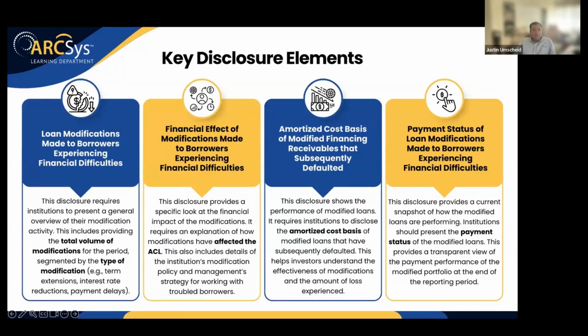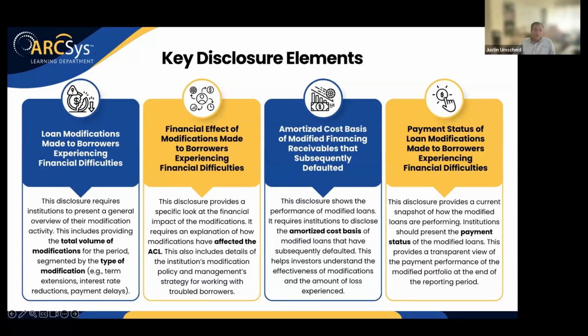All right. So the first disclosure we're going to go through today is modifications made to borrowers experiencing financial difficulties. Really, this one's probably the simplest. This disclosure just requires you to present a general overview of the modification activity throughout the year, showing the total volume of the modifications, segmented by the type of modification, by term extension, interest rate reduction, payment delays, or groupings of any of the sort.